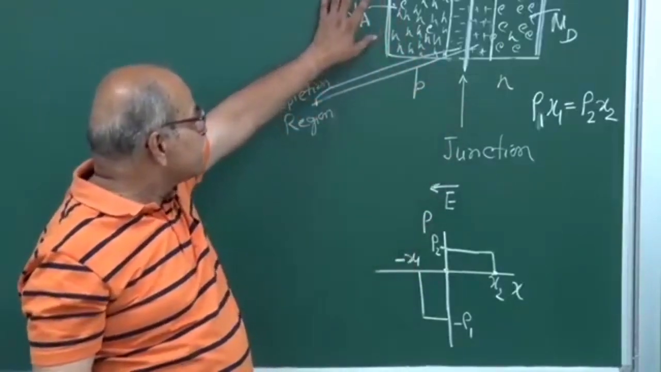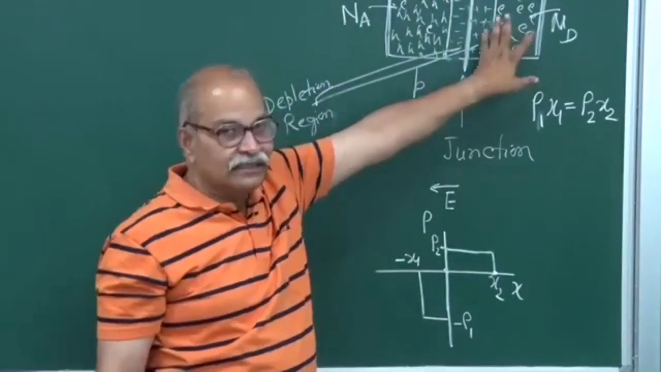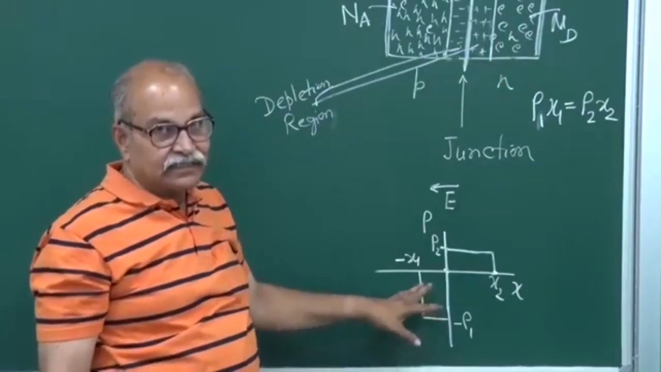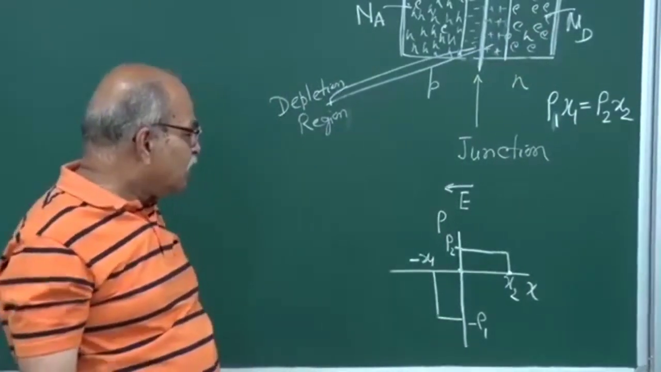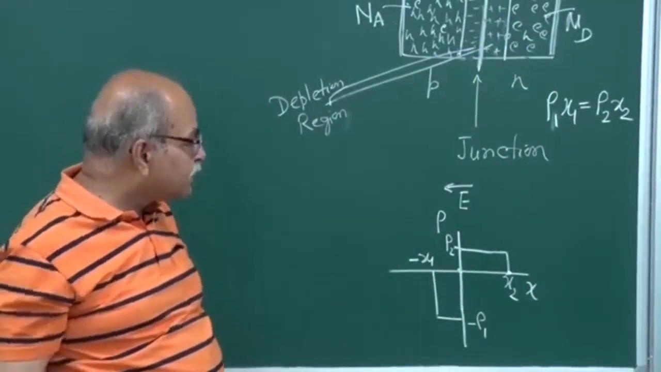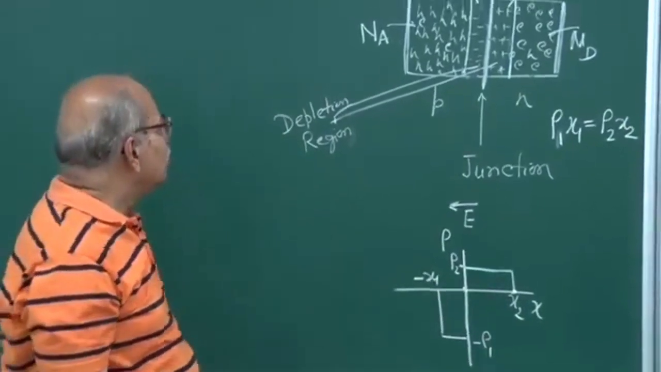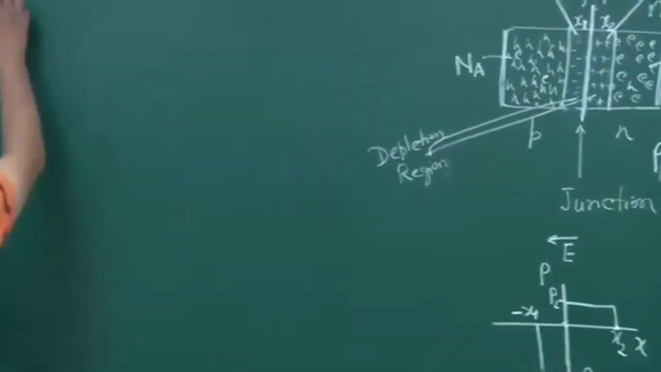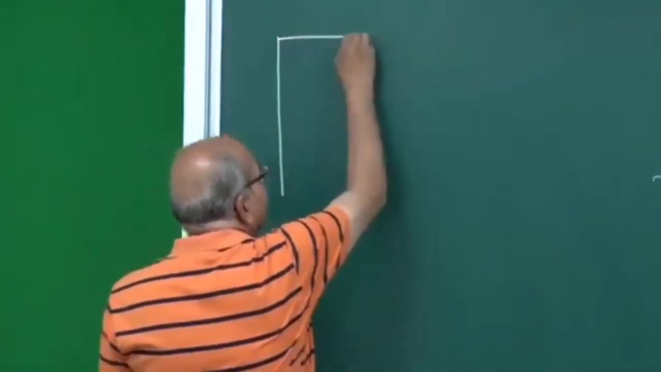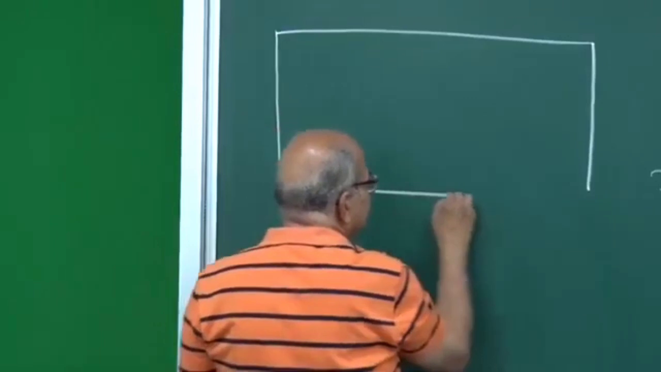If this dopant density is uniform in Na and Nd, it should result in this kind of charge distribution. So let me now calculate, if this is the charge distribution, what will be the electric field distribution? How the electric field will vary as a function of x. So let me draw another diagram, and I'm only showing you the depletion region.